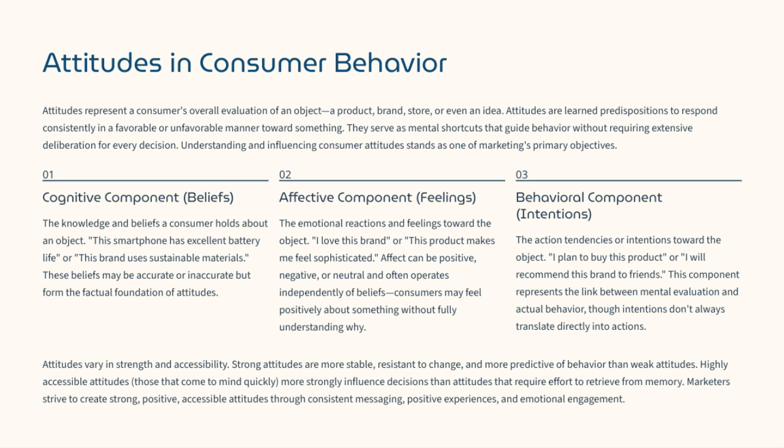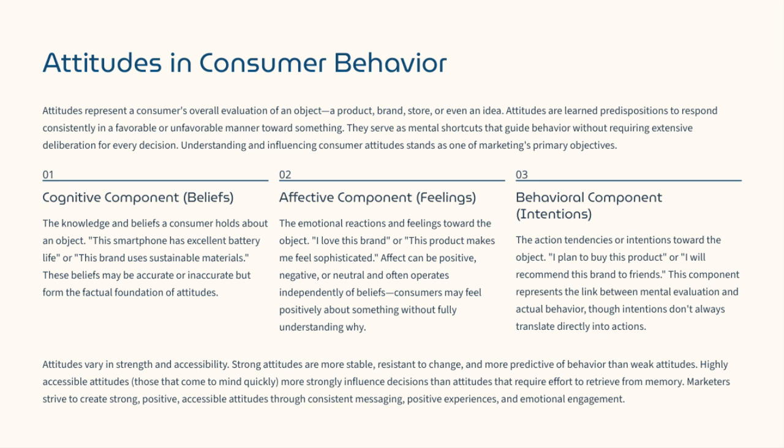First, the cognitive component, which involves the knowledge and beliefs consumers hold about a product or brand. For example, someone might believe a smartphone has excellent battery life, or that a brand uses sustainable materials. These beliefs form the factual basis of attitudes, although they can sometimes be inaccurate.